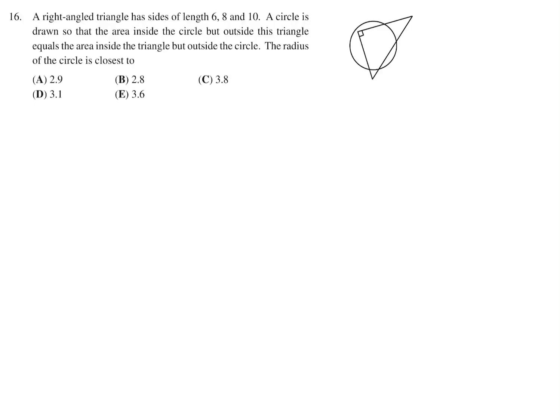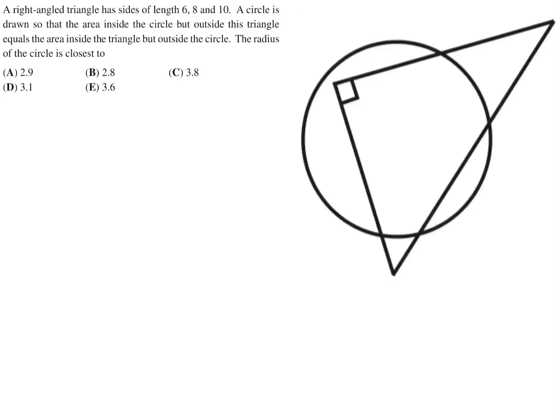A right-angled triangle has side lengths 6, 8, and 10. A circle is drawn so that the area inside the circle but outside this triangle equals the area inside the triangle but outside the circle. The radius of the circle is closest to. So here is our diagram blown up. And let's think about this question first before we tackle it. They are telling us that you have a circle drawn so that the area inside the circle but outside this triangle.